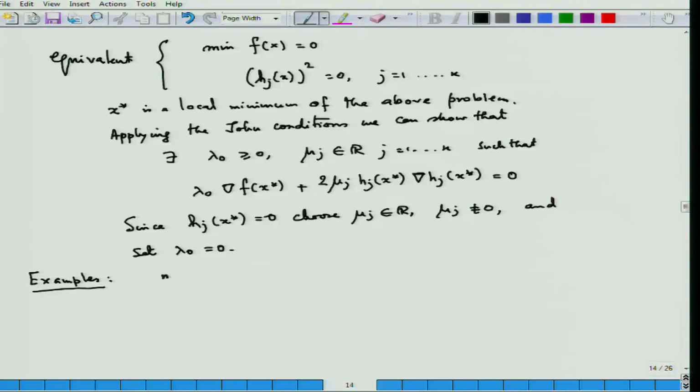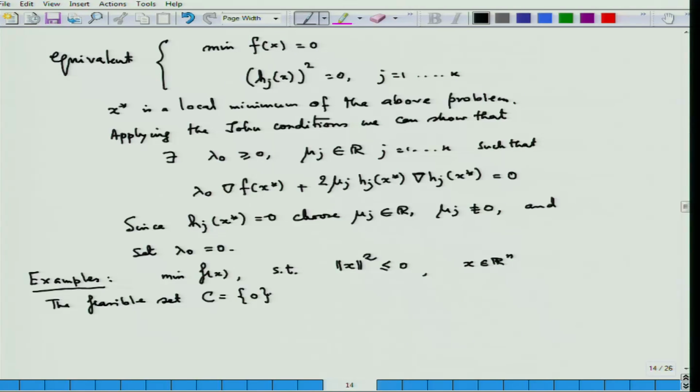For example, if you want to look at this function, minimize f(x), where f is continuously differentiable, such that, now you see that the only feasible set is the origin. So, the minimum is of course achieved at 0. So, this means the following. Now, you can write, I have no particular restriction on f. So, x will always be 0.